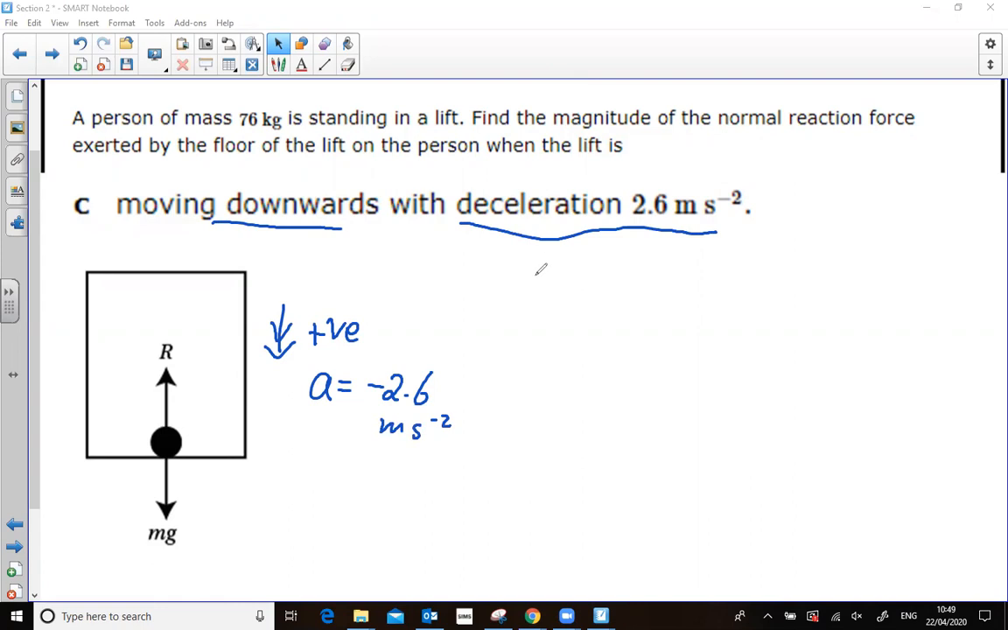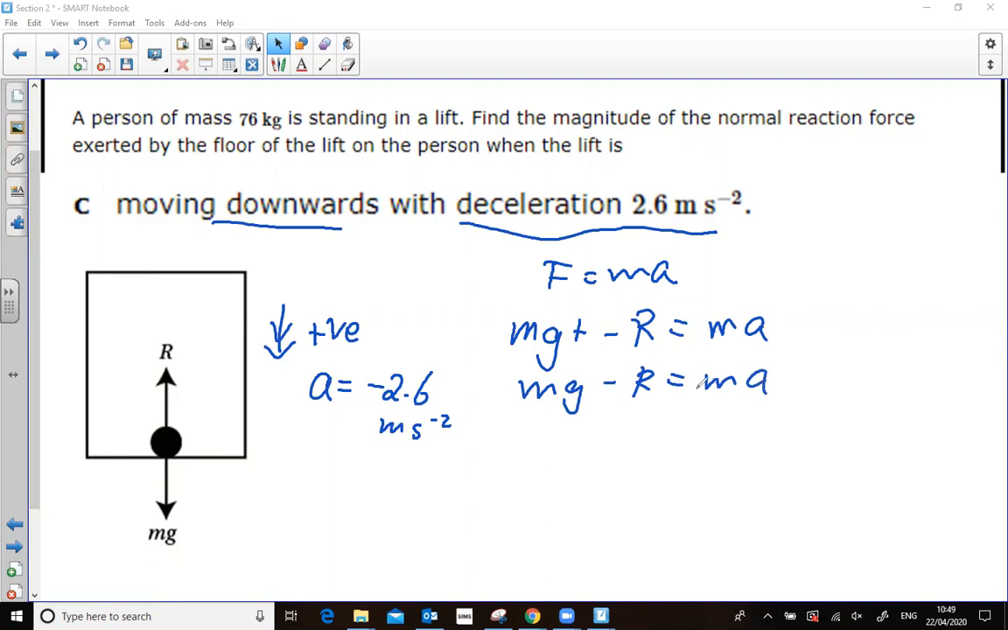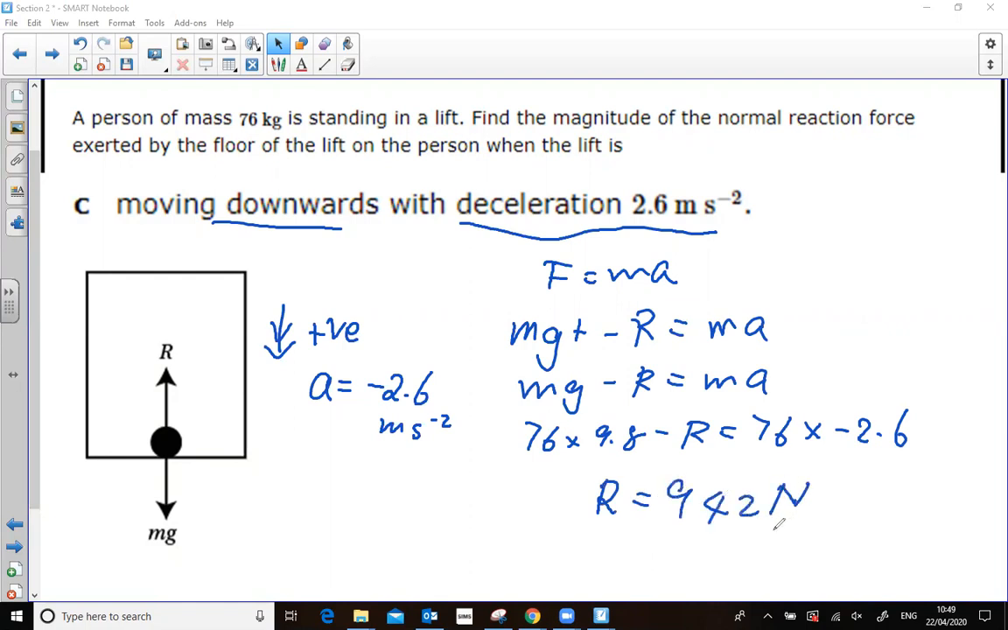So just like in part B, we're going to put into our F equals ma, and F is mg plus a negative R equals ma. So mg minus R equals ma. Substitute the numbers in, we have 76 times 9.8 minus R equals 76 times negative 2.6. So be careful here. And this time we've got R equals 942 Newton.